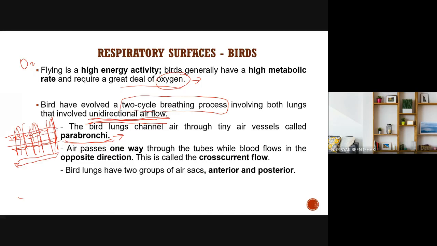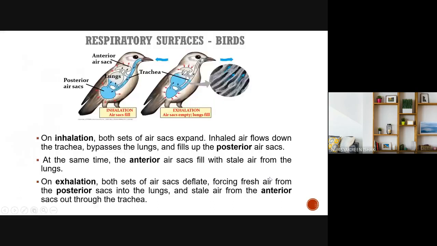This is called cross current. Bukan counter current, ya, cross current. Okay, so bird lungs have two groups of air sacs, which are anterior and also posterior air sacs. As you can see from this diagram, this is the lung of the bird. At the back here we have the posterior air sac, and in front here you have the anterior air sac.